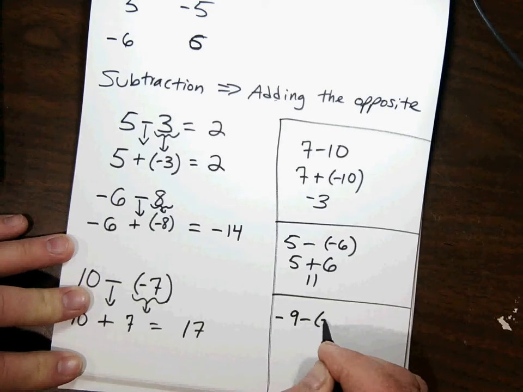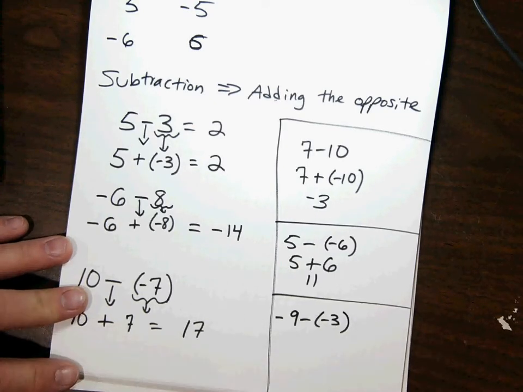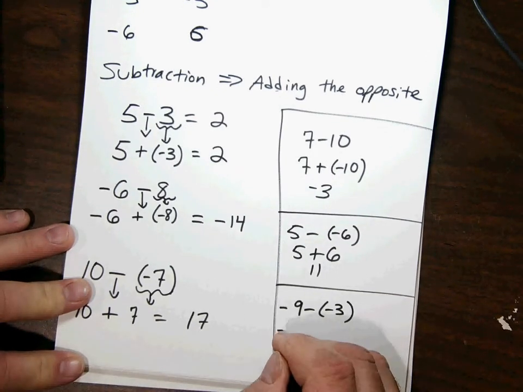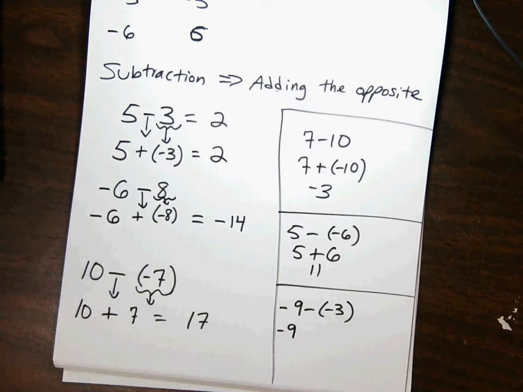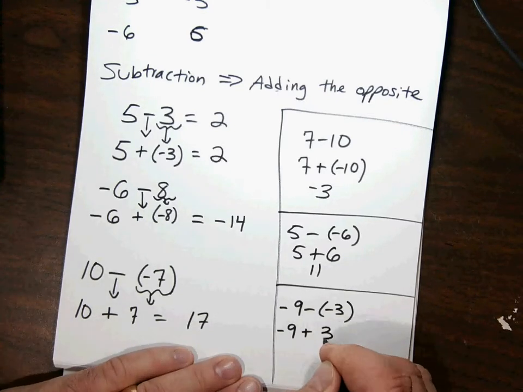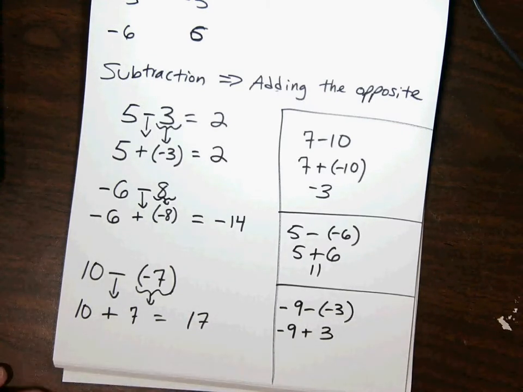-9 minus -3. Again, we have minus negative. It's our best friend. The first number never changes. In this case, it's negative. Too bad, it's got to stay negative. But now we've got a plus positive there at work, so we get a -6.